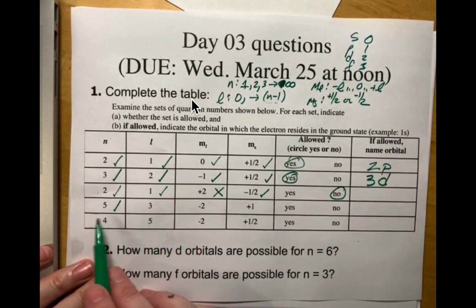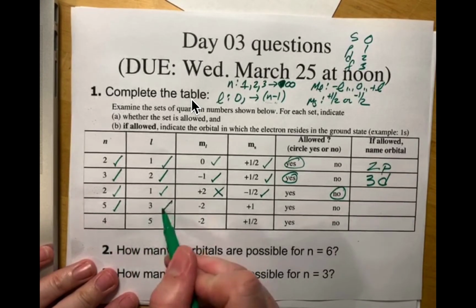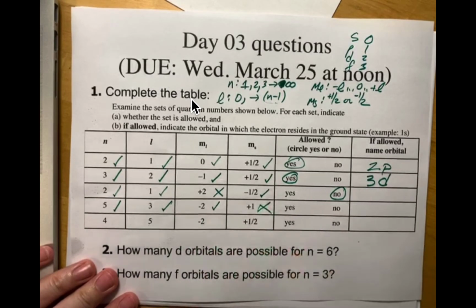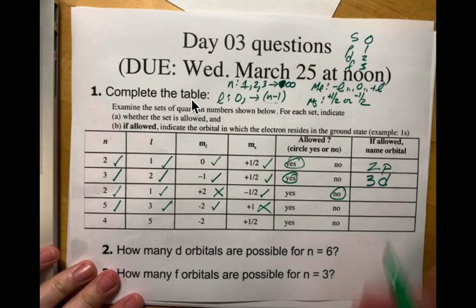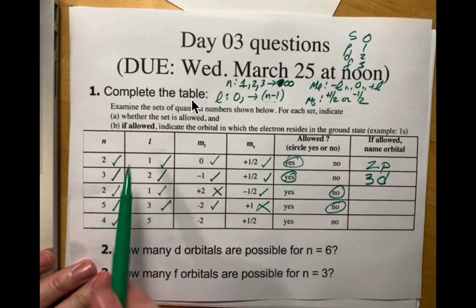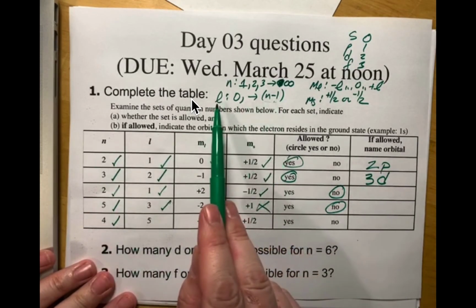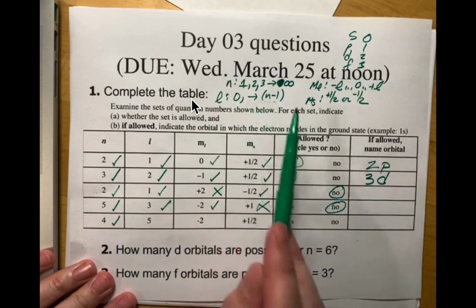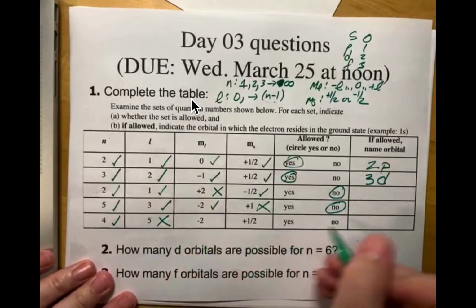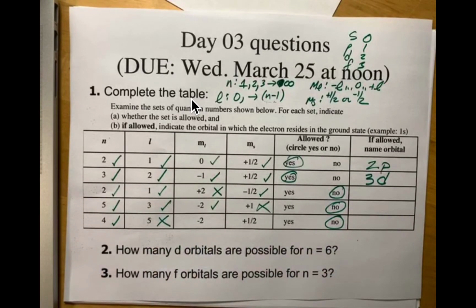Okay, so based on this N, this L is okay. Based on this L, this M sub L is okay. But then I have this strange M sub S here. And it can only be -1/2 and +1/2, so that doesn't work. All right, N equals 4 is okay. If N is equal to 4, L will go 0, 1, 2, and 3 because it goes up to N minus 1. So this part's not okay, so that one is a no.